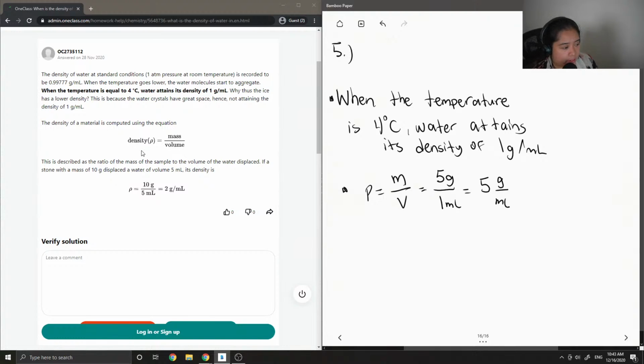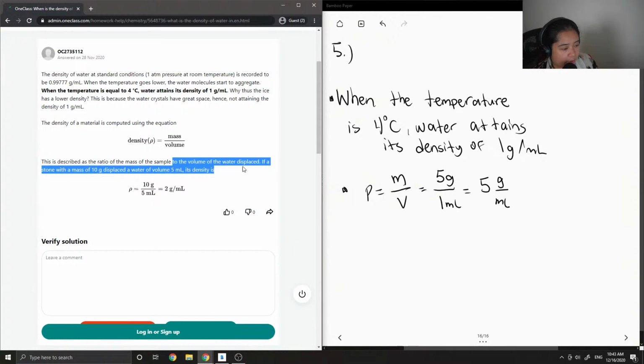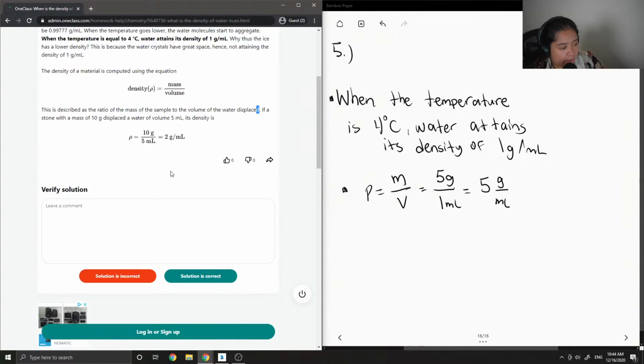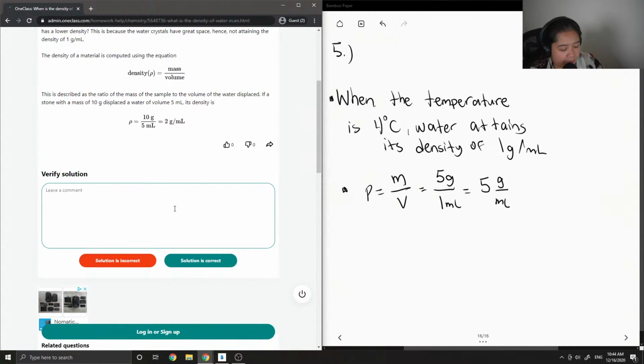Okay, so they have density equals mass over volume. This is described as the ratio of the mass of the sample to the volume of the water displaced. If a stone with a mass of 10 grams displaced water of volume 5 mils, its density is 10 divided by 5, which is 2 grams per mil. Yep, so this solution is correct.